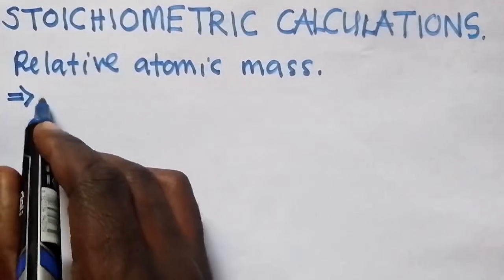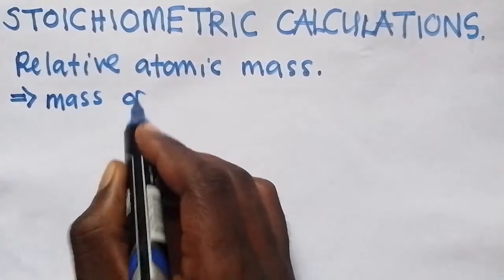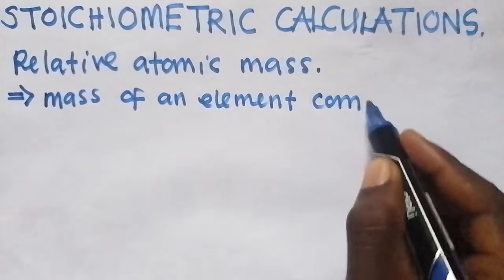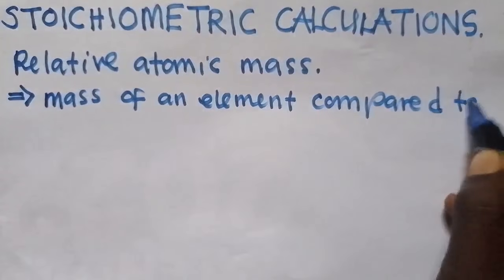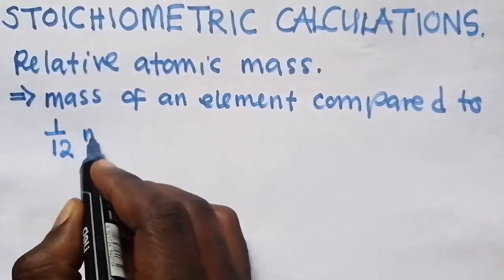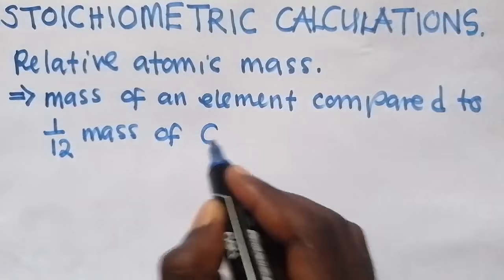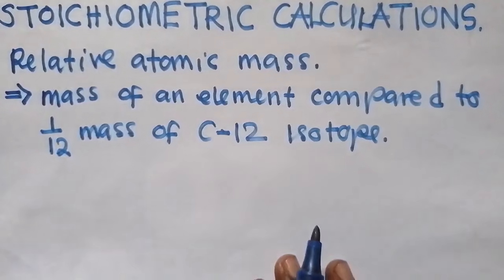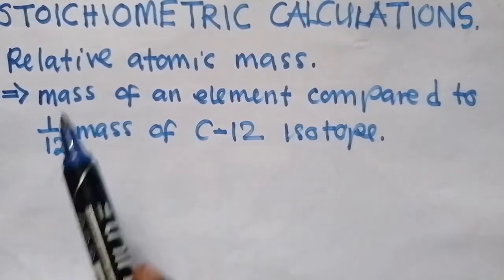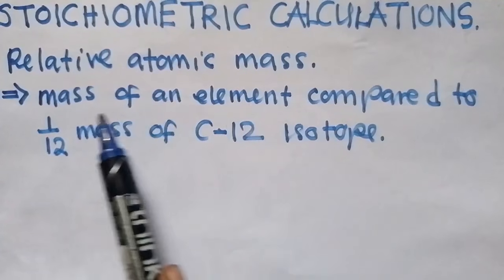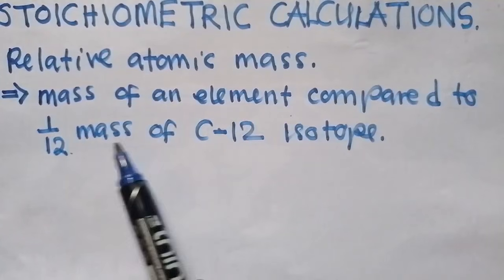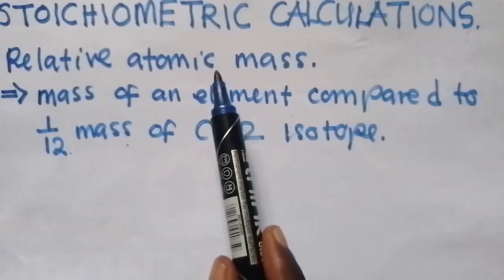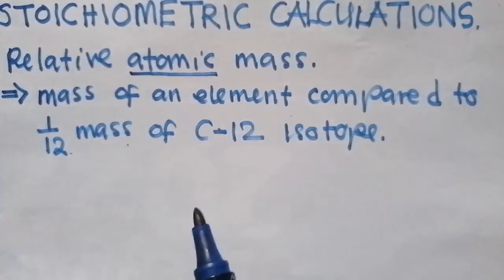The relative atomic mass is just the mass of an element compared to 1/12 mass of carbon-12 isotope. This is what you need to know. Whenever we are talking about the relative atomic mass, this is just the mass of an element compared to 1/12 mass of carbon-12. The word atomic means we are talking about a single atom.